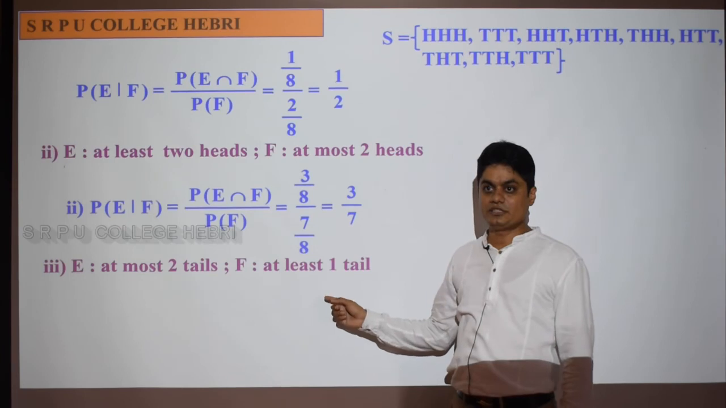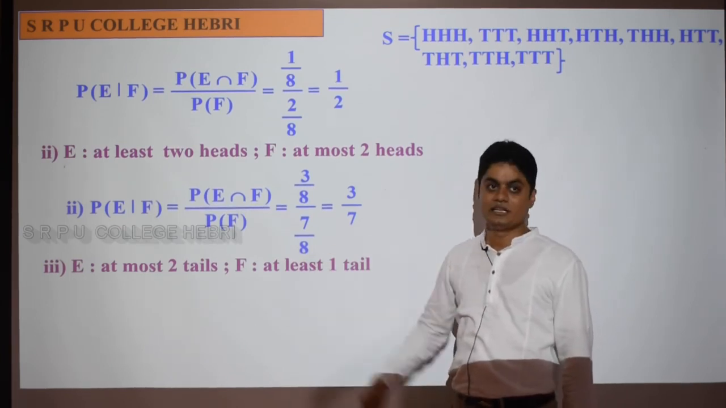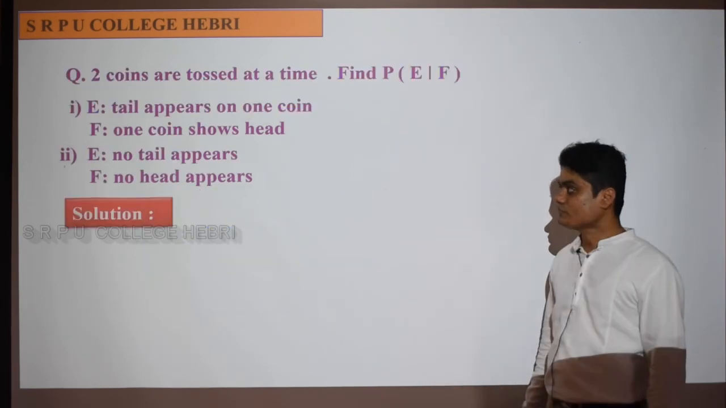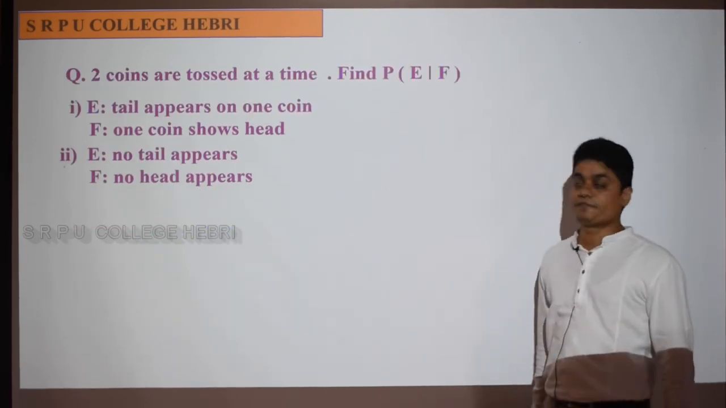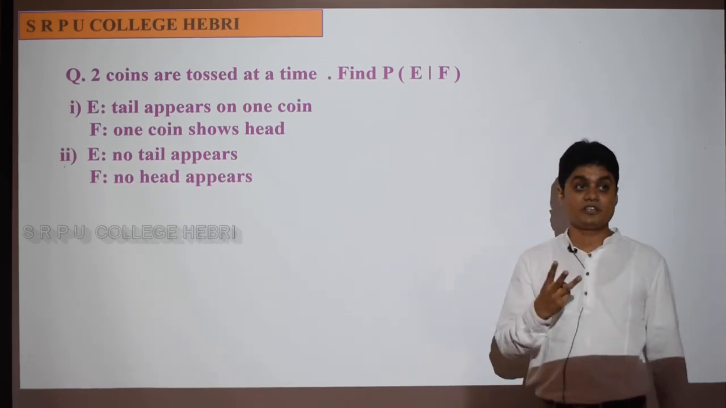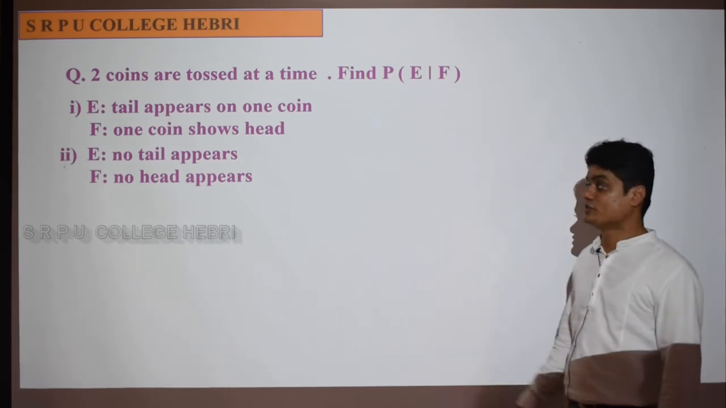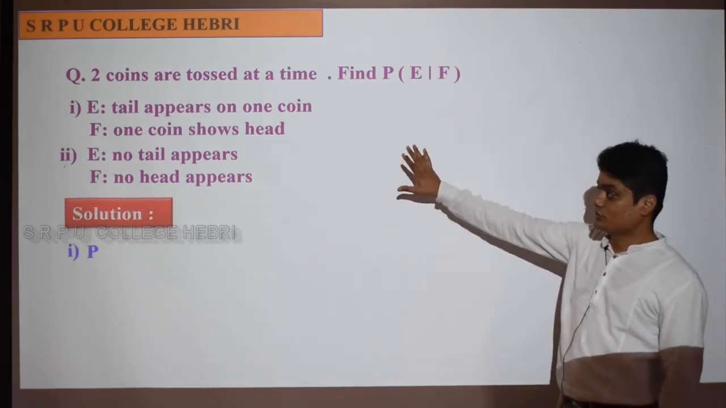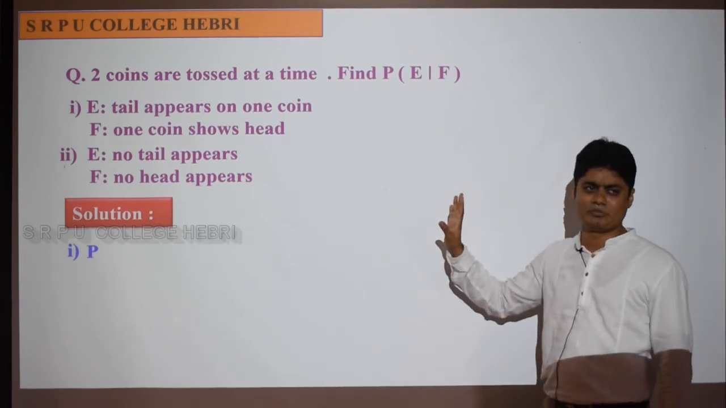Understood? So as I told, the remaining questions are for homework. Please work out the next two problems just like this. Okay. So next question. Two coins are tossed at a time. Find the probability of E bar F. Two coins. Okay. The last problem, three coins tossed at a time. So it's a simple version of the previous problem. Only two coins tossed at a time. So again, I'm giving this as a homework problem because it is very simple.